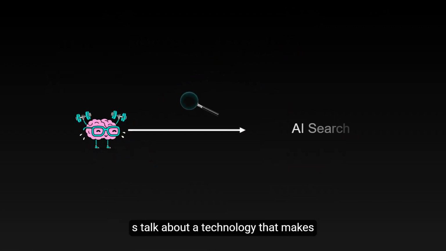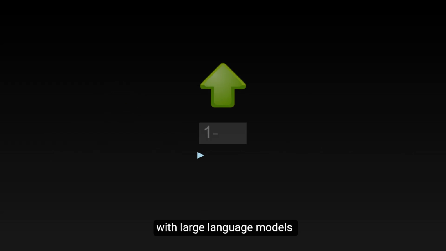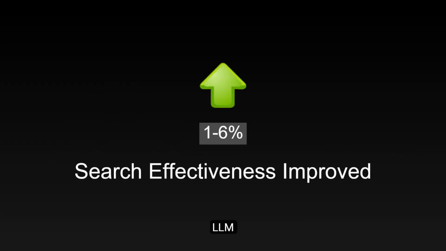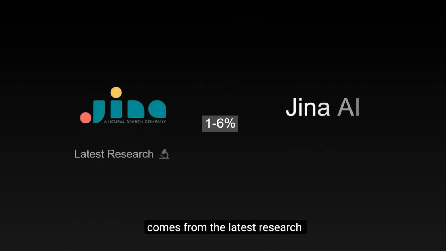Today, let's talk about a technology that makes AI search understand you better in the latest research. Researchers found that combining traditional query expansion techniques with large language models, LLM, can improve search effectiveness by 1 to 6 percentage points. This discovery comes from the latest research released by Jina AI.